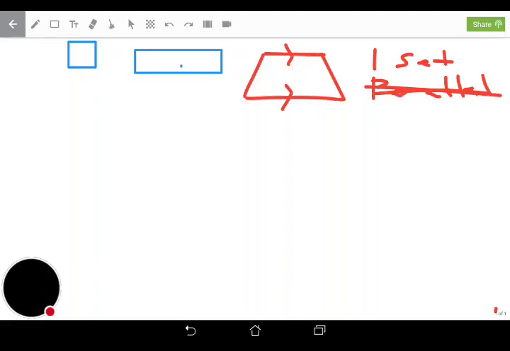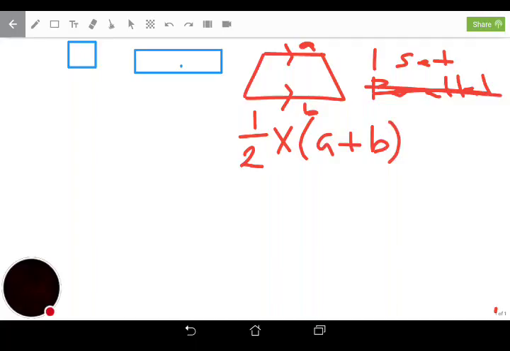Now to work out the area of the trapezium, you use the formula half times A plus B. Now A plus B, this line here at the top, the smaller of the two parallel lines is A and the larger one is B. So you find out the length of those two, add them together, and then you times it by the height. And that's how you work out the area of a trapezium.